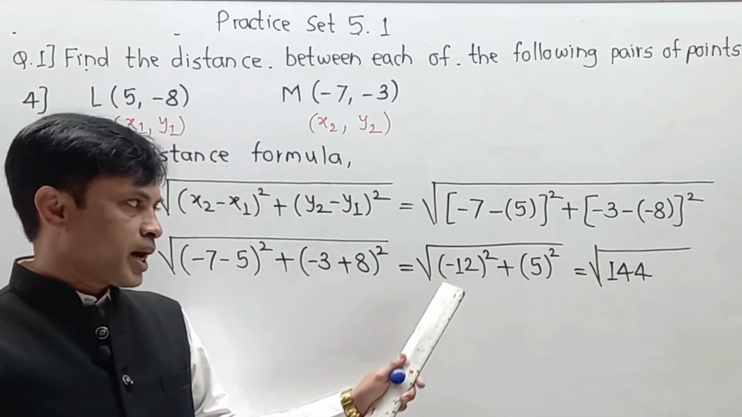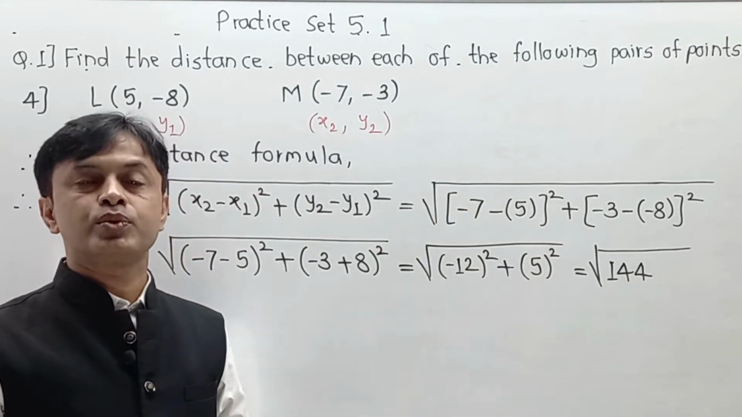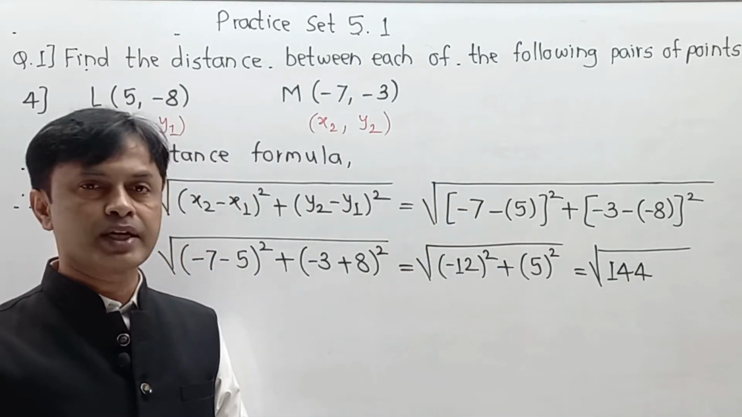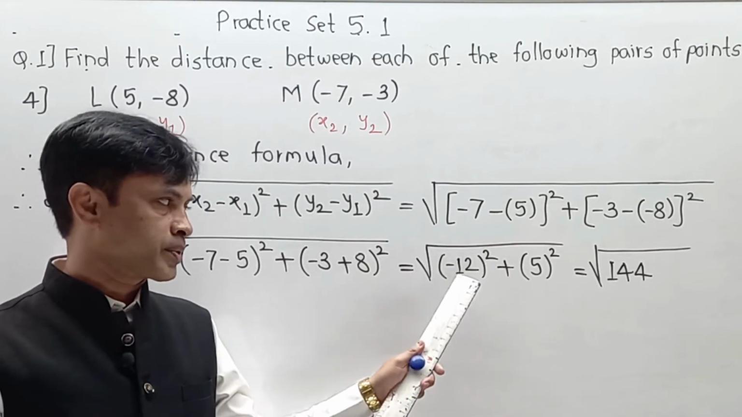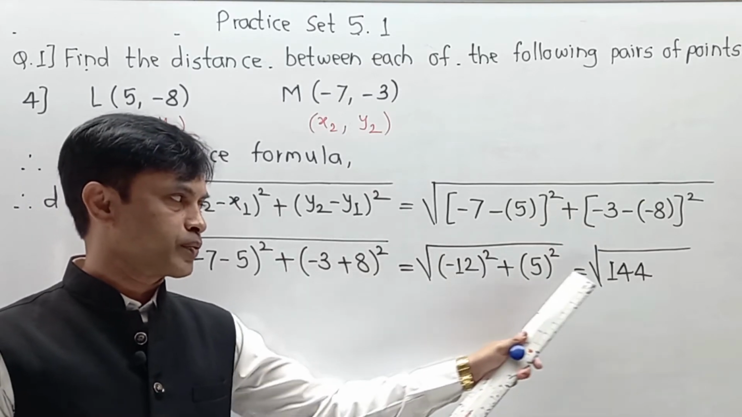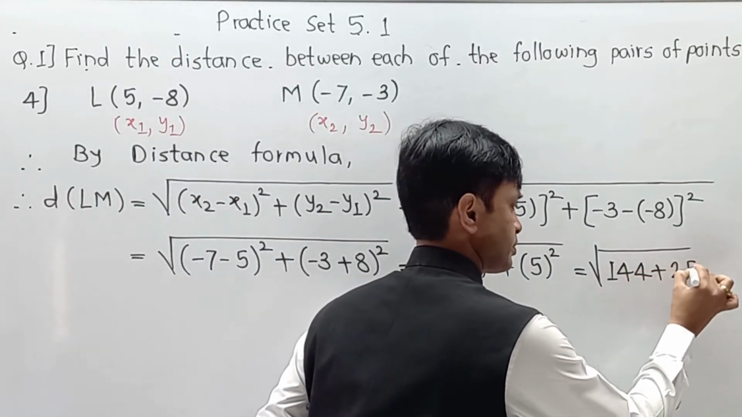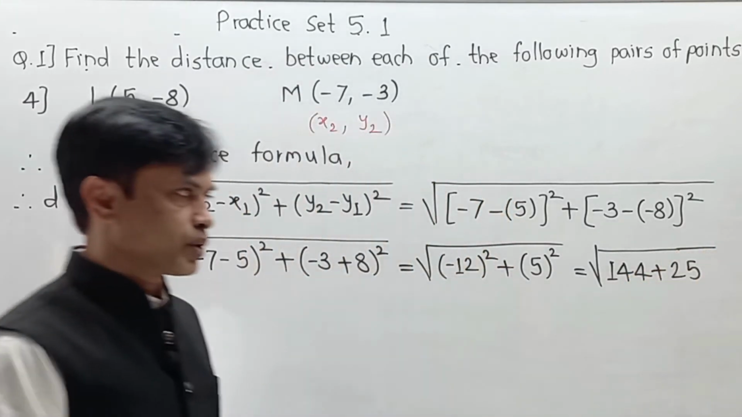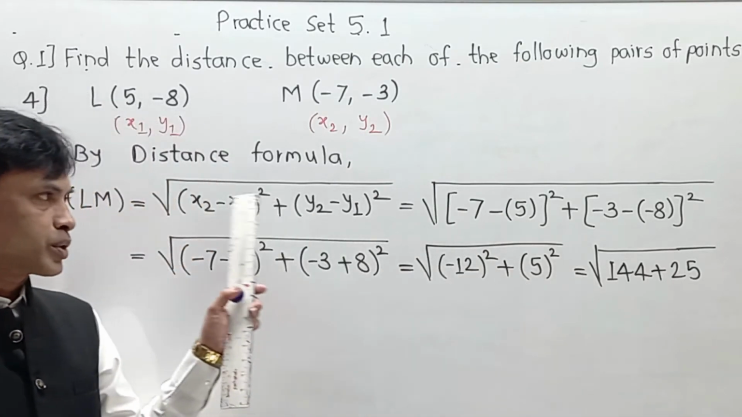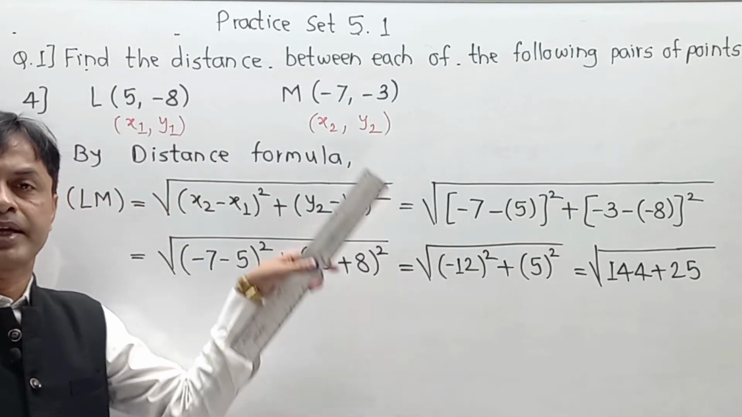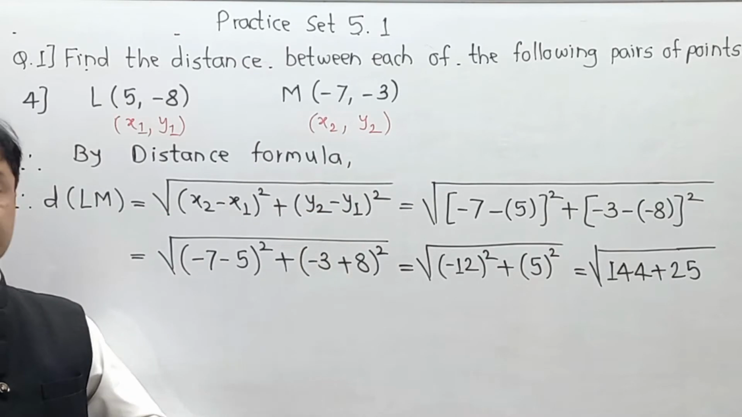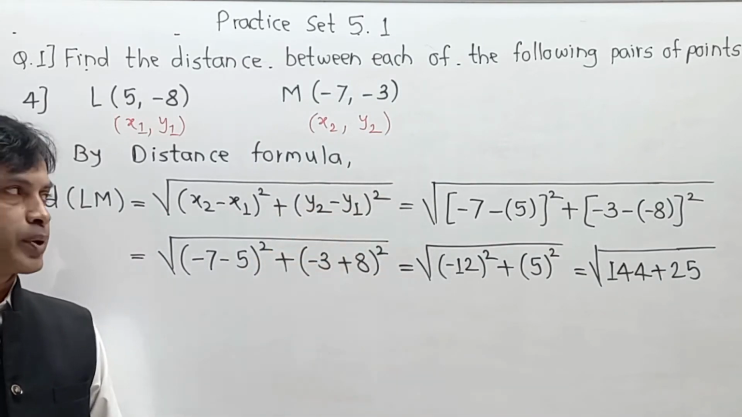Remember one thing: whether the number is minus or plus, its square is always positive. So every time you are getting the square as a positive number only. So minus 12 square is plus 144 and 5 square is 25. So now your step is reached. Remember student, I am solving this step horizontally, but definitely you are going to write one below the other, so it will look very systematic and proper.